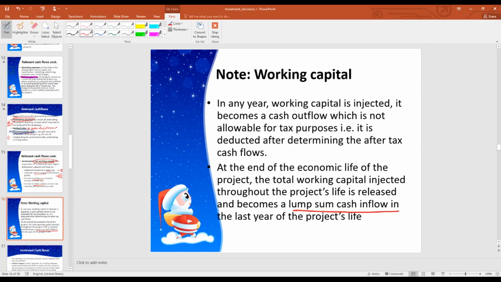So get to know that. At the point of investment it is a cash outflow. At the point of release, for example when the life of this investment is coming to an end, then we are going to be getting that money. It becomes a cash inflow. Clear?